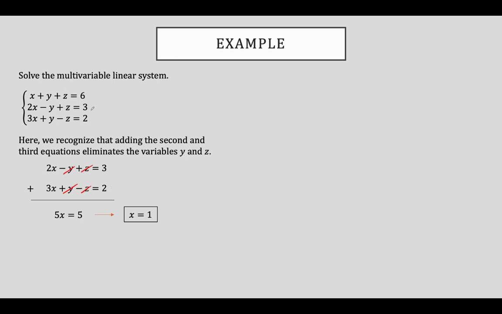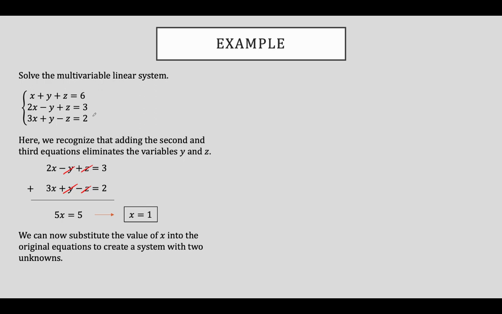All right, so combining these second and third equations allowed us to eliminate two variables to solve for the variable x. Now, once you have your solution for one of your variables, don't be afraid to begin to substitute that back into your equations, right? If you know something, plug it in. We can now substitute the value of x into the original equations to create a system with two unknowns. Let's see how that works out. Well, if I plug in 1 for x into the first equation, I get 1 plus y plus z is equal to 6. And combining our constants, our like terms, we get y plus z is equal to 5.